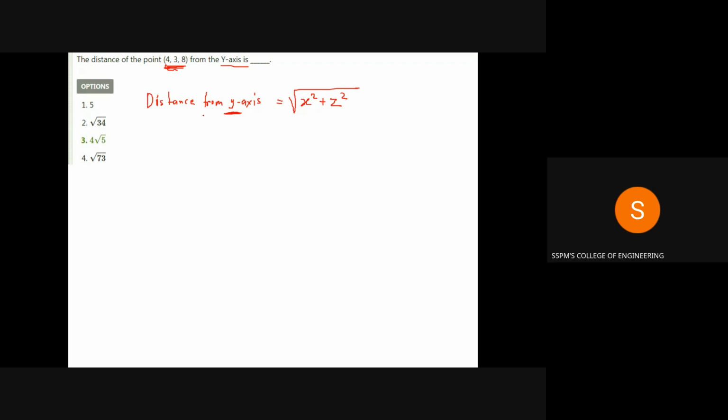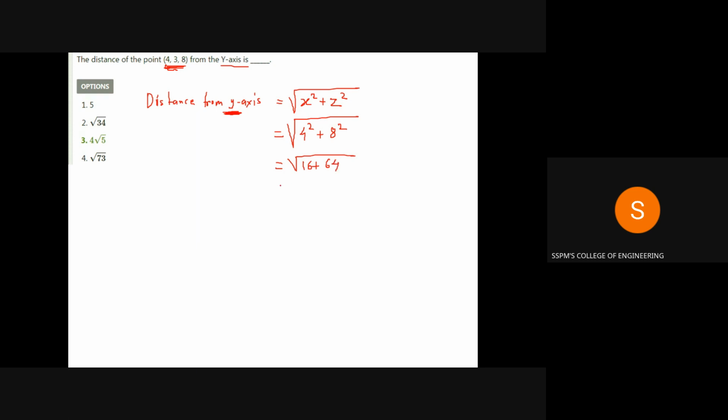The formula for the distance of a point from the x-axis is root of y square plus z square, and from the z-axis the formula is root of x square plus y square. For the distance from the y-axis, just do not write y: root of x square plus z square. The x coordinate is 4, so 4 square, plus the z coordinate is 8, so 8 square. So 4 square plus 8 square is 16 plus 64.